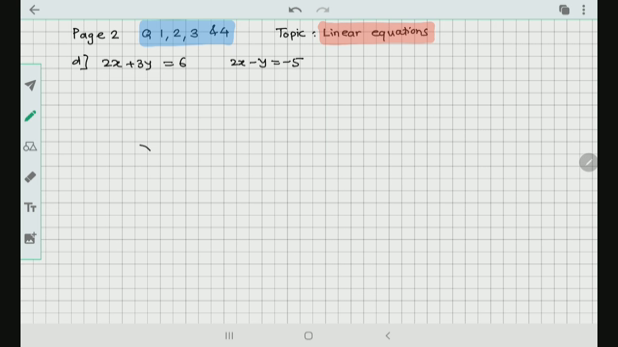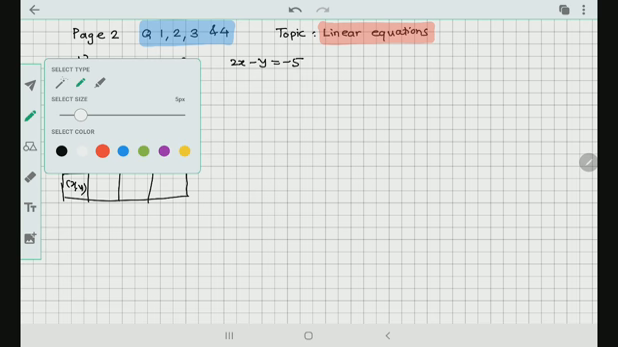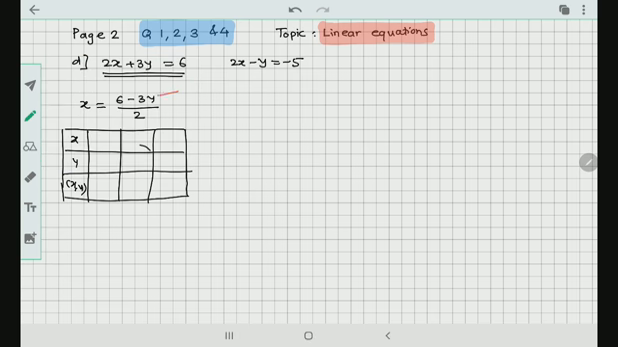Let me first of all isolate one of the variables from the first equation. This time I'm isolating x. x is equal to (6 minus 3y) upon 2. And then the table. Yes, we have done this in your 9th grade. We all can do it. Here is x, here is y, x comma y. I'm changing the color, I will take red. I have the chance of choosing the y value, but I have to choose y in such a way that the answer of x is a whole number.